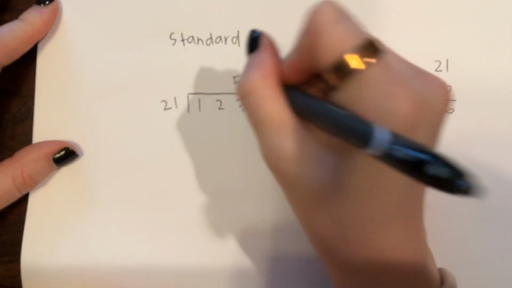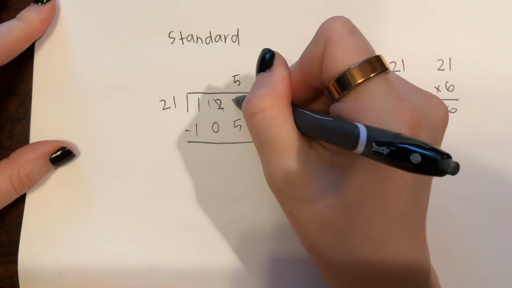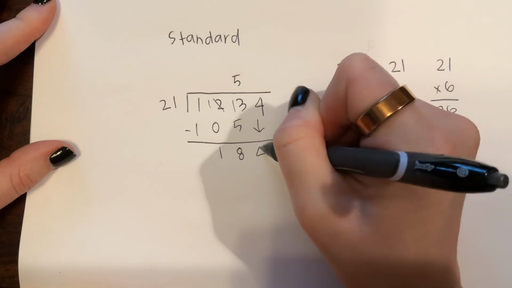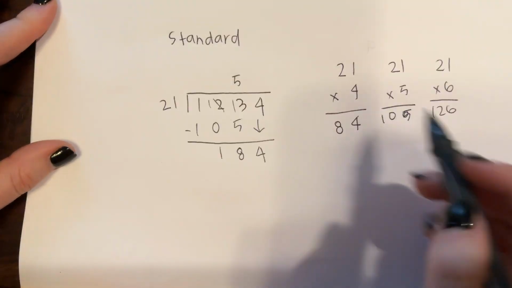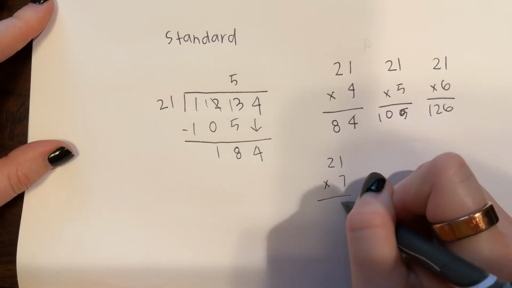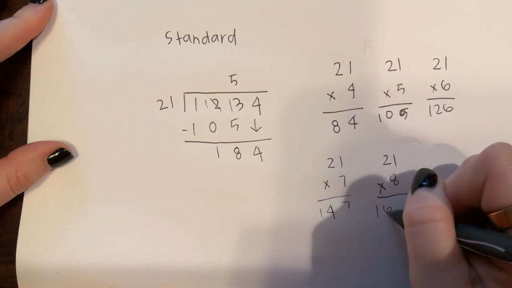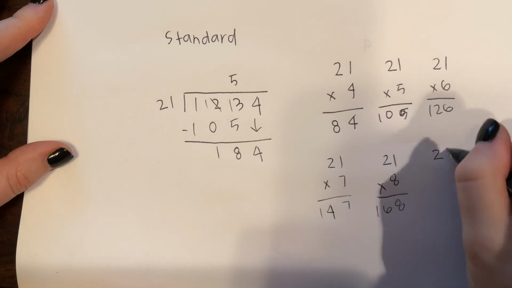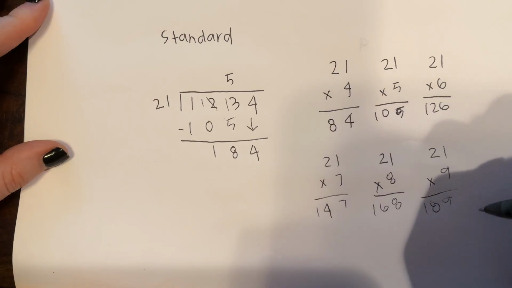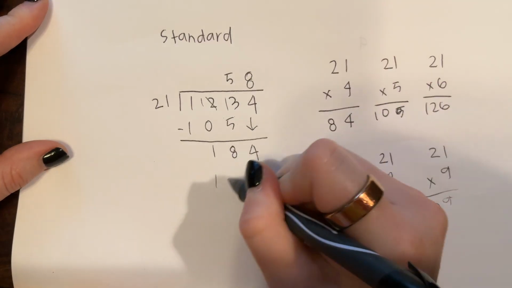So we're going to put 5 above here, write 105 down here. 13, 12, 11, 10, 9, 8. Bring down your 4. Now we're trying to see how many times 21 can go into 184. We already know that 21 times 6 is 126, so let's see how much higher we can go. So 21 times 9 is too big, so we're going to take 21 times 8, which is 168.